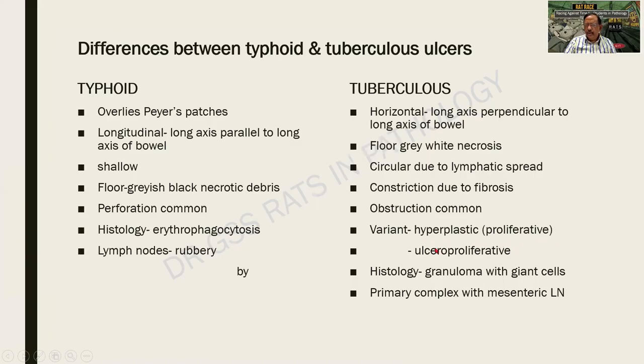In tuberculosis, there are two variants. One is called hyperplastic tuberculosis, another is ulceroproliferative. Histology is mentioned. Please learn it by heart.